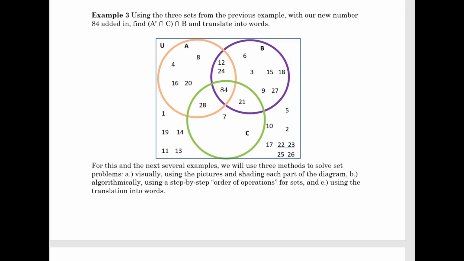Hi everybody. In this video, I'm going over example 3 from section 3.3. This is kind of a difficult example to understand on your own, so I really wanted to go over it thoroughly with you guys. So what we're going to look at is this kind of complicated looking set notation, and we're going to figure out how to solve what elements will be in it using 3 methods: visually, using pictures and shading the diagram; algorithmically, which is the sort of step-by-step process; and using the translation into words.